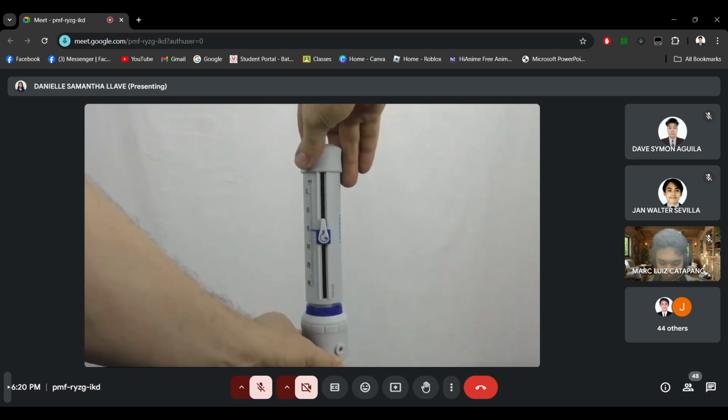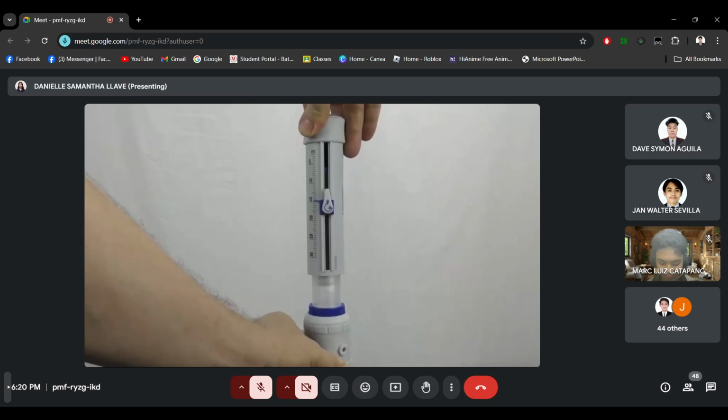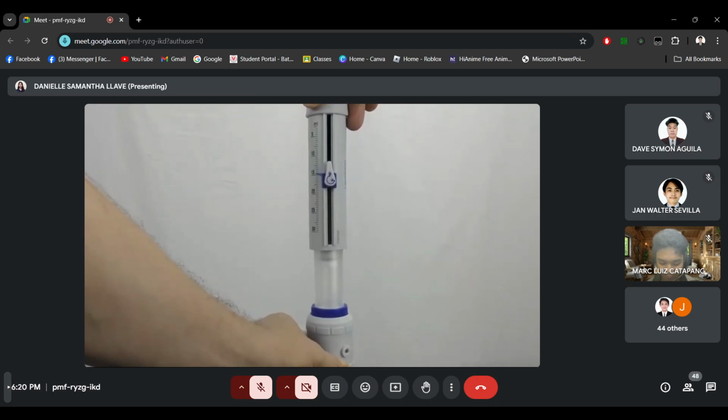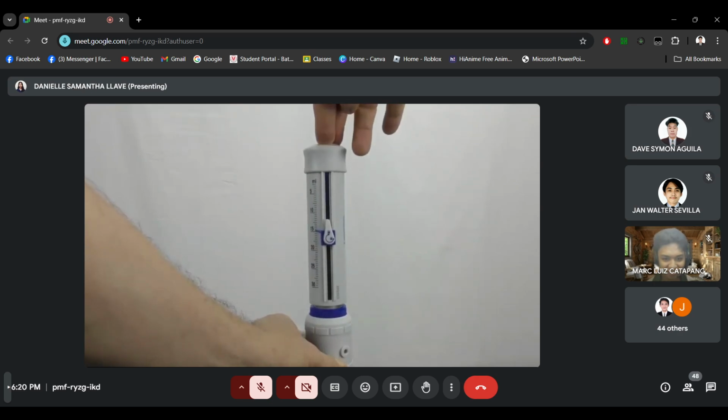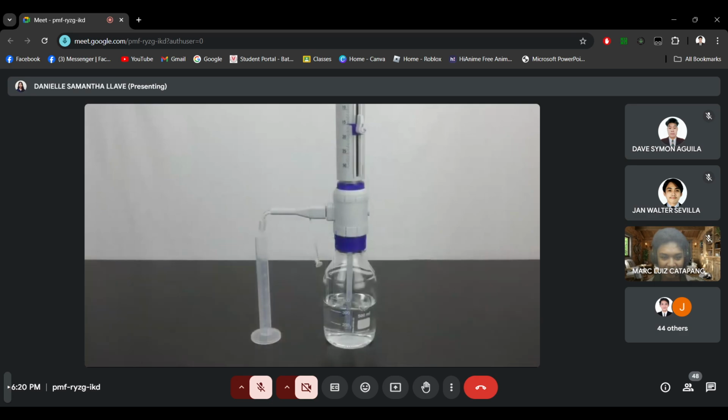Then as you lift up, it will draw up the solution to that specific volume, and then when you press down, it dispenses it. One important note, when you are using this for the first couple times, the system is empty. So you want to prime the pump by drawing up liquid and dispensing it several times until there is liquid throughout the whole system. So if you just put this together, your first few pumps will not be that accurate.